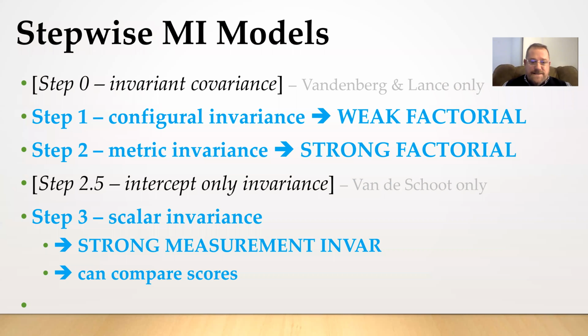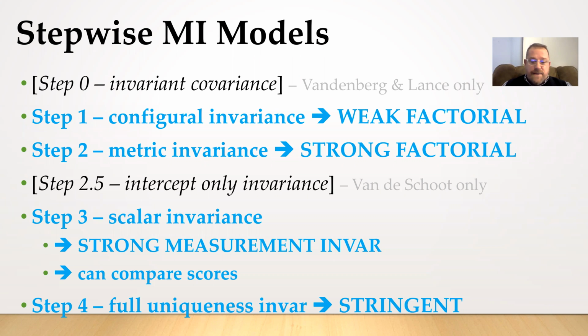Step 3, testing scalar invariance. This is a more stringent test, and it appears less frequently in the literature, because of the assumptions that it makes. And step 4, full uniqueness invariance, is the most stringent test.